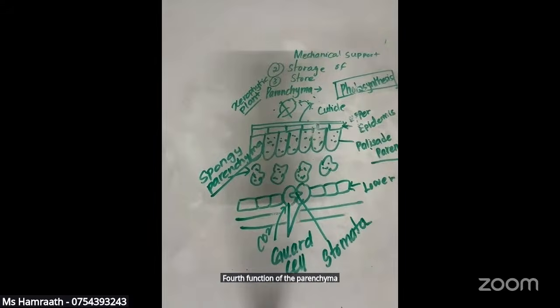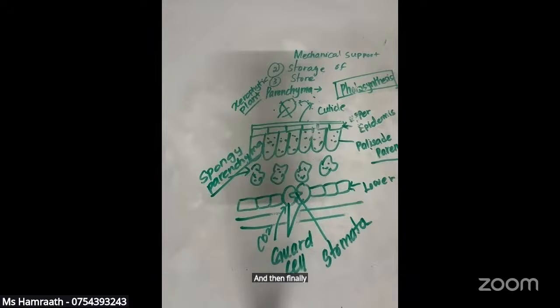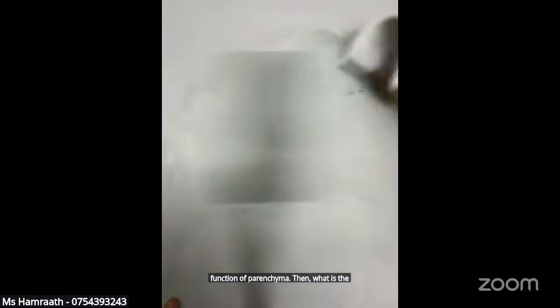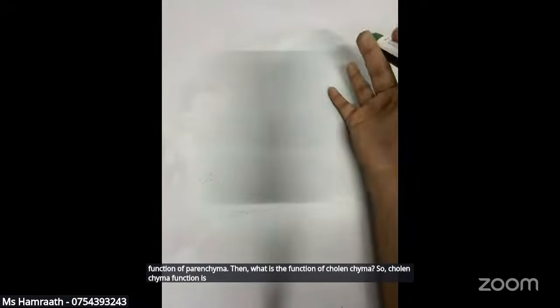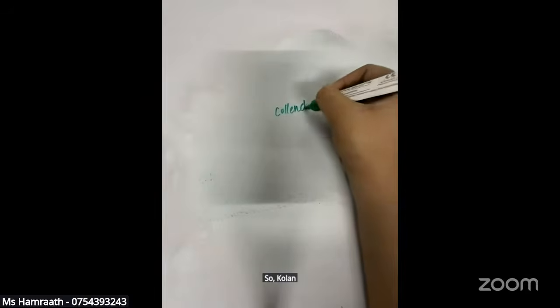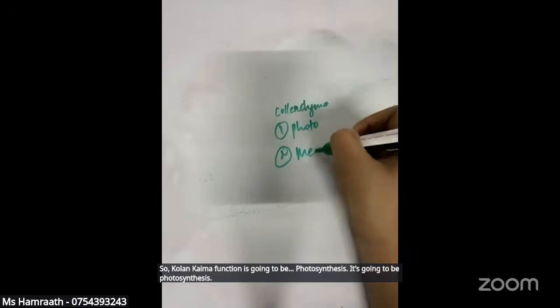So these are the functions. Number one, photosynthesis. Number two, storage of water, storage of food. And then finally, mechanical support. So this is going to be the function of parenchyma. Then what is the function of collenchyma? Collenchyma function is easy, same as the parenchyma. Only two functions they have. So collenchyma function is going to be photosynthesis and mechanical support.